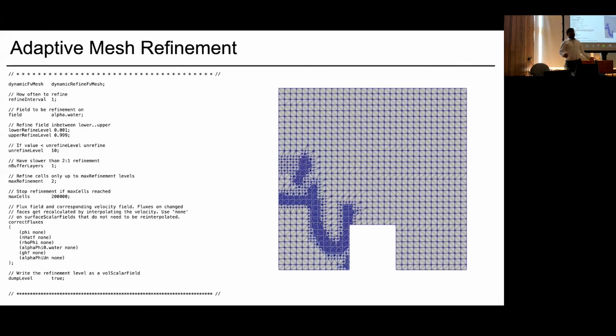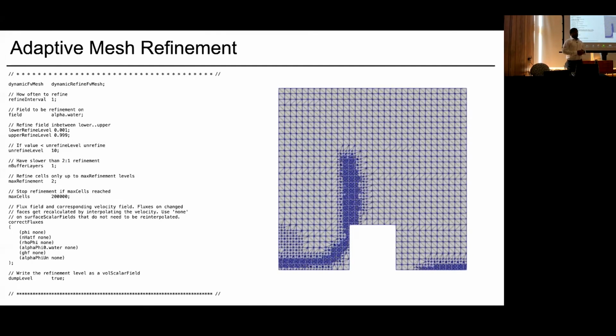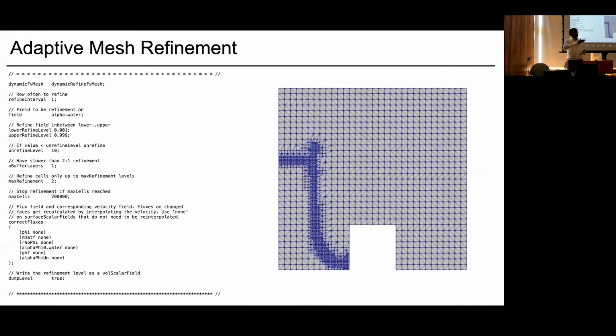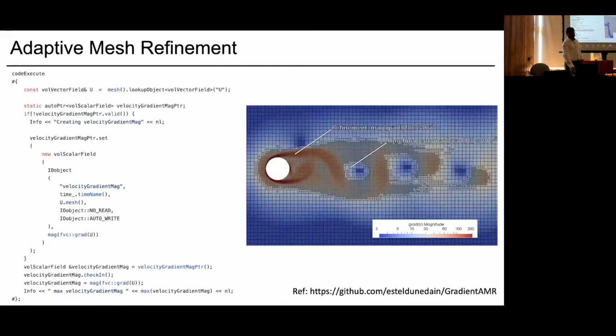This is one example, a dam break tutorial with an obstacle, where the surface of the water and air is the alpha water ratio, which is the control parameter. You can see that the cells are getting refined as the surface interface is moving, and this is simulated by the volume of fluid method, the interFOAM solver. So it's very useful for different, particularly multi-phase, problems.